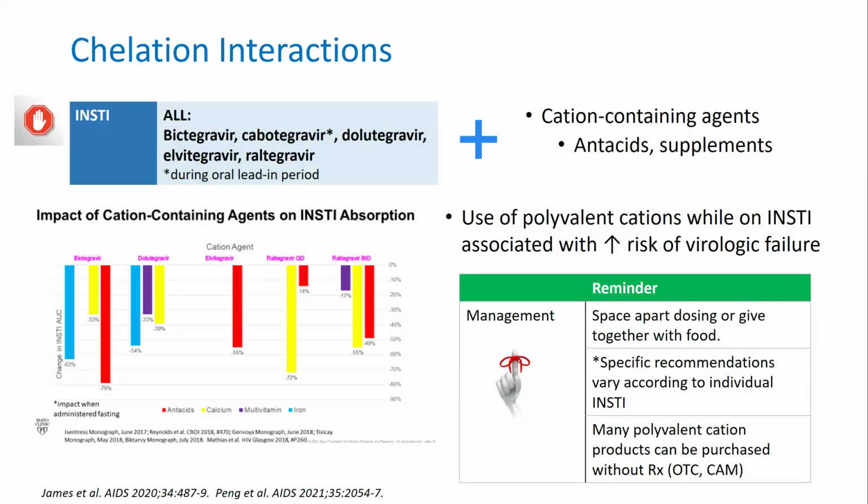The second type of absorption interaction that's relevant are chelation interactions. And so cations can bind with all orally administered integrase inhibitors. When they do this, they form a poorly absorbable complex in the GI tract, thus inhibiting absorption, anywhere from 60 to 80% reduction of these integrase inhibitors.